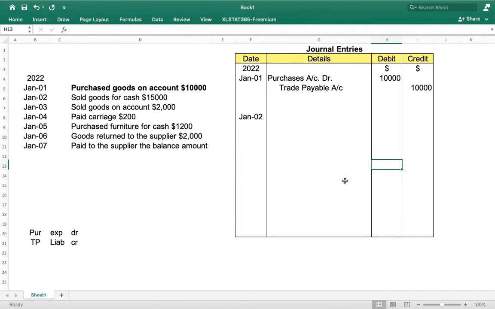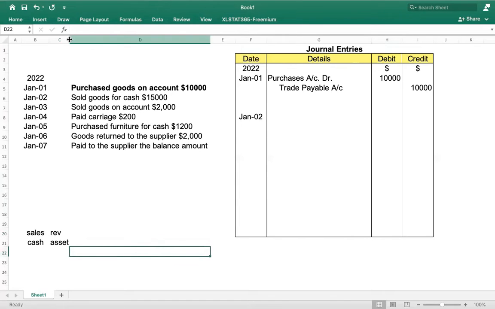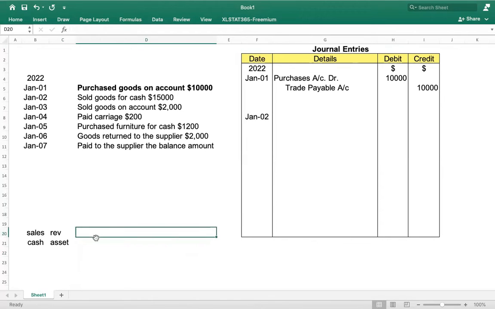For Jan 2nd, it's going to be sales and cash. Their category? Sales is revenue, and cash is asset. Now, which is increasing, which is decreasing? Revenue is increasing and cash is also increasing. Good. Now, what should I do? Increase in revenue is credit and increase in asset is debit. Excellent.